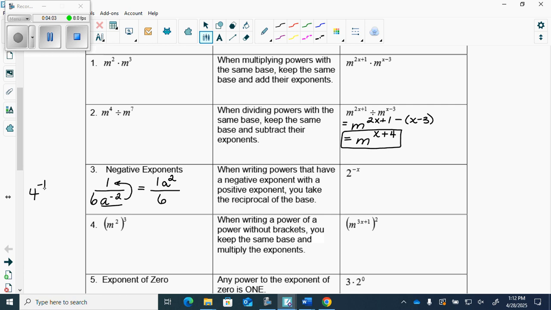All right. 4 to the negative 1, did you type it in? What did you get? 0.25. It's over 1, correct? Now we can take this number and drop it to the bottom and it'll become what? 4 to the 1, which is 1 over 4, correct? 0.25. What a coincidence. So, if I have 2 to the negative x, how could I rewrite it? 1 over 2 to the x.